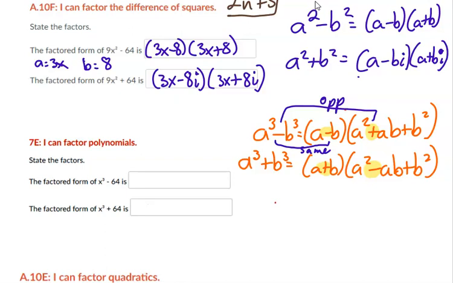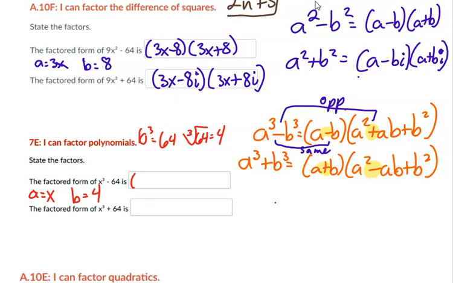So if a cubed is x cubed, then a would equal x. If b cubed was 64, if you get the cube root of 64, that gives you 4. So b equals 4. A common mistake here is to say that this is 8, but we're dealing with cubes instead of squares. So now let's plug in the a and the b into our formulas.